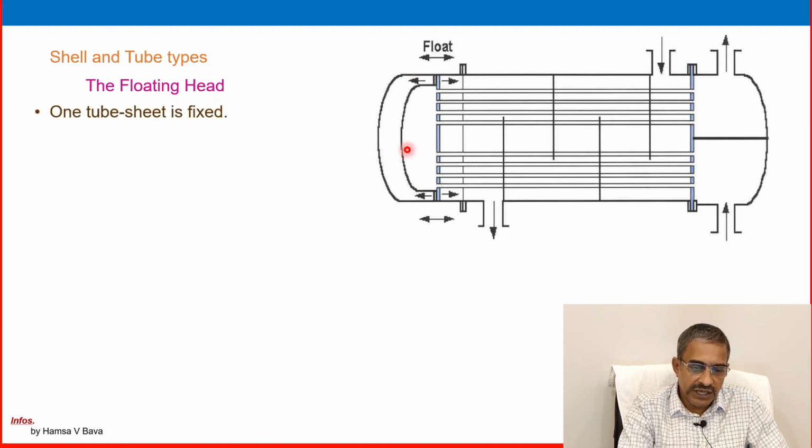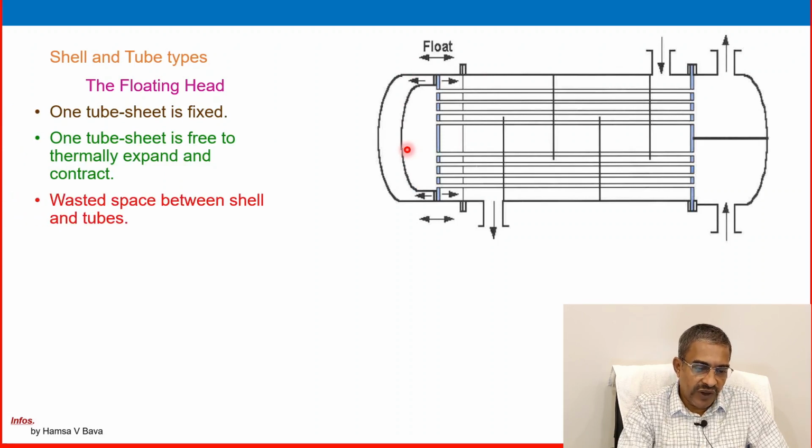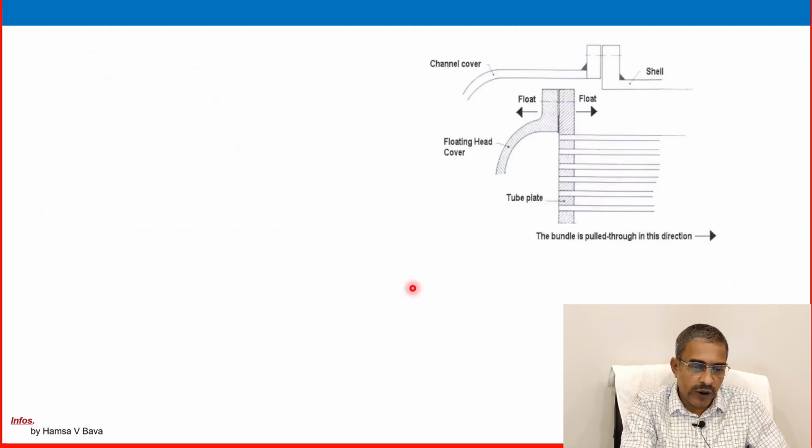One tube sheet is fixed. One tube sheet is free to thermally expand and contract, and there is some wasted space between tubes and shell. Here it is there and here it is there. Wasted space is there between. So that is a floating head type 1.